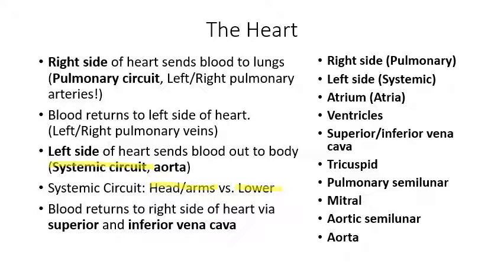The oxygen depleted blood is returned to the heart, the right side of the heart, through two very large veins that are called the superior vena cava and the inferior vena cava. As you can guess from the words superior and inferior, the superior vena cava delivers oxygen depleted blood to the heart from the head and the arms. The inferior vena cava delivers the oxygen depleted blood from the lower body to the heart. Right, so the superior vena cava and the inferior vena cava are two very good examples of veins that deliver oxygen depleted blood back to the heart.